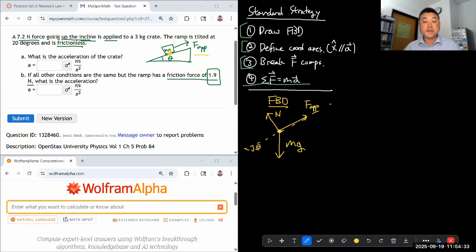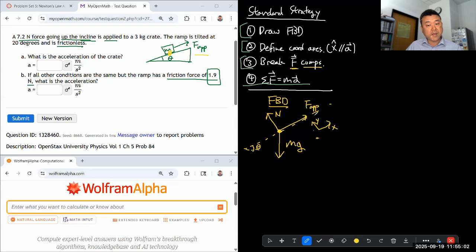So step number 2, define coordinate axes. I think I'm going to define it the usual way for most inclined plane questions, which is my x-axis is along the incline and y-axis is perpendicular to the incline. That does two things usually. One, it minimizes the number of forces that need to be broken into components, because both the applied force and normal force are along these axis directions.